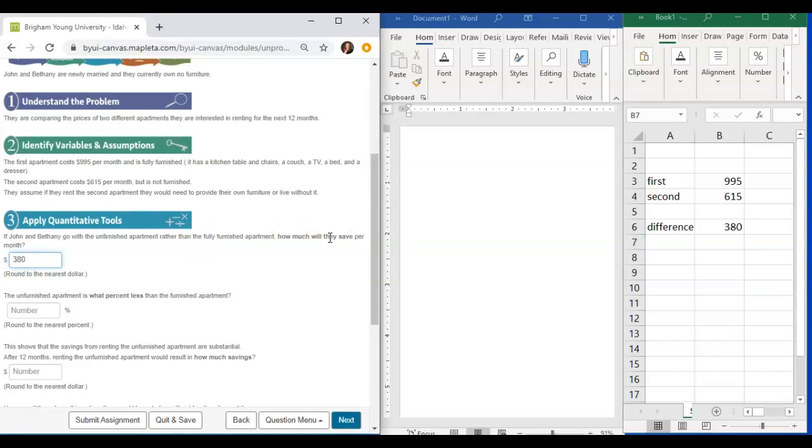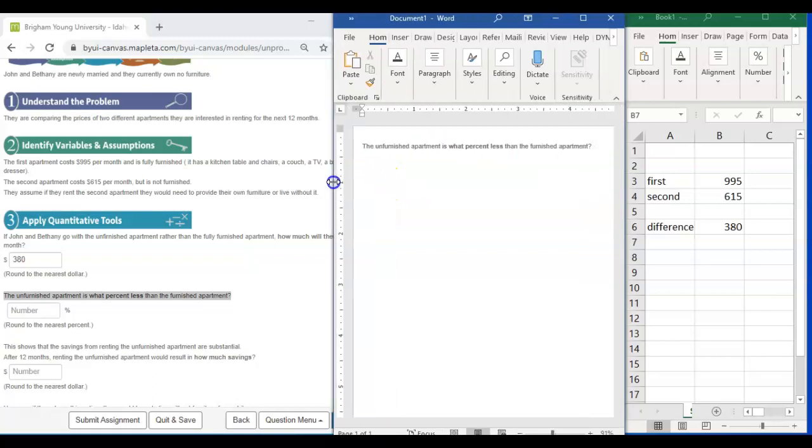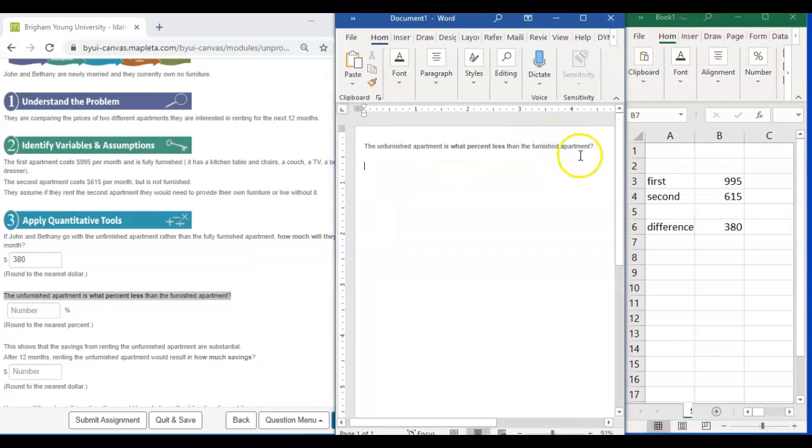The next one, the unfurnished apartment is what percent less than the furnished apartment? So what I'm going to do is take this sentence here, and I'm going to Control C to copy, Control V to paste, and we're going to translate this so that we can figure this out. The unfurnished apartment I put over here is the second one.